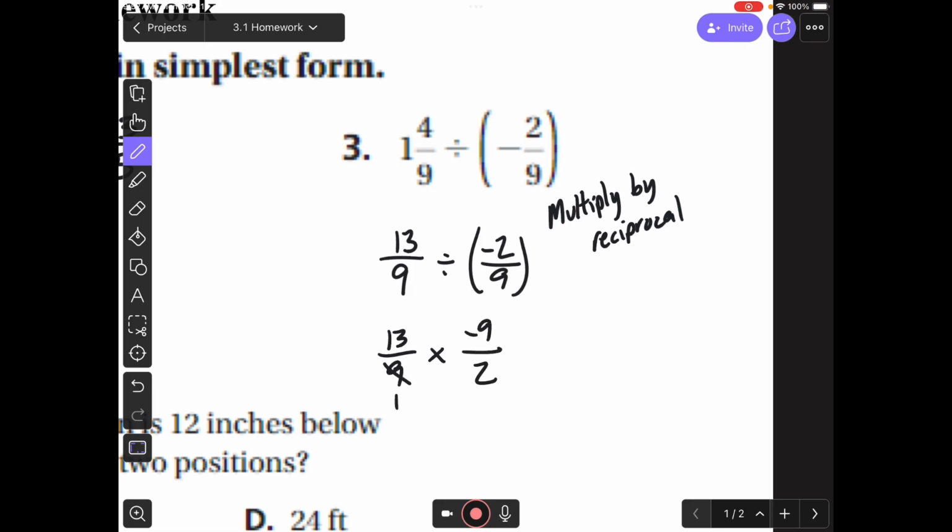From here, my 9s can cancel out. They both are divisible by 9. 13 times -1 is -13. 1 times 2 is 2. This then put as a mixed number would be -6 1/2.